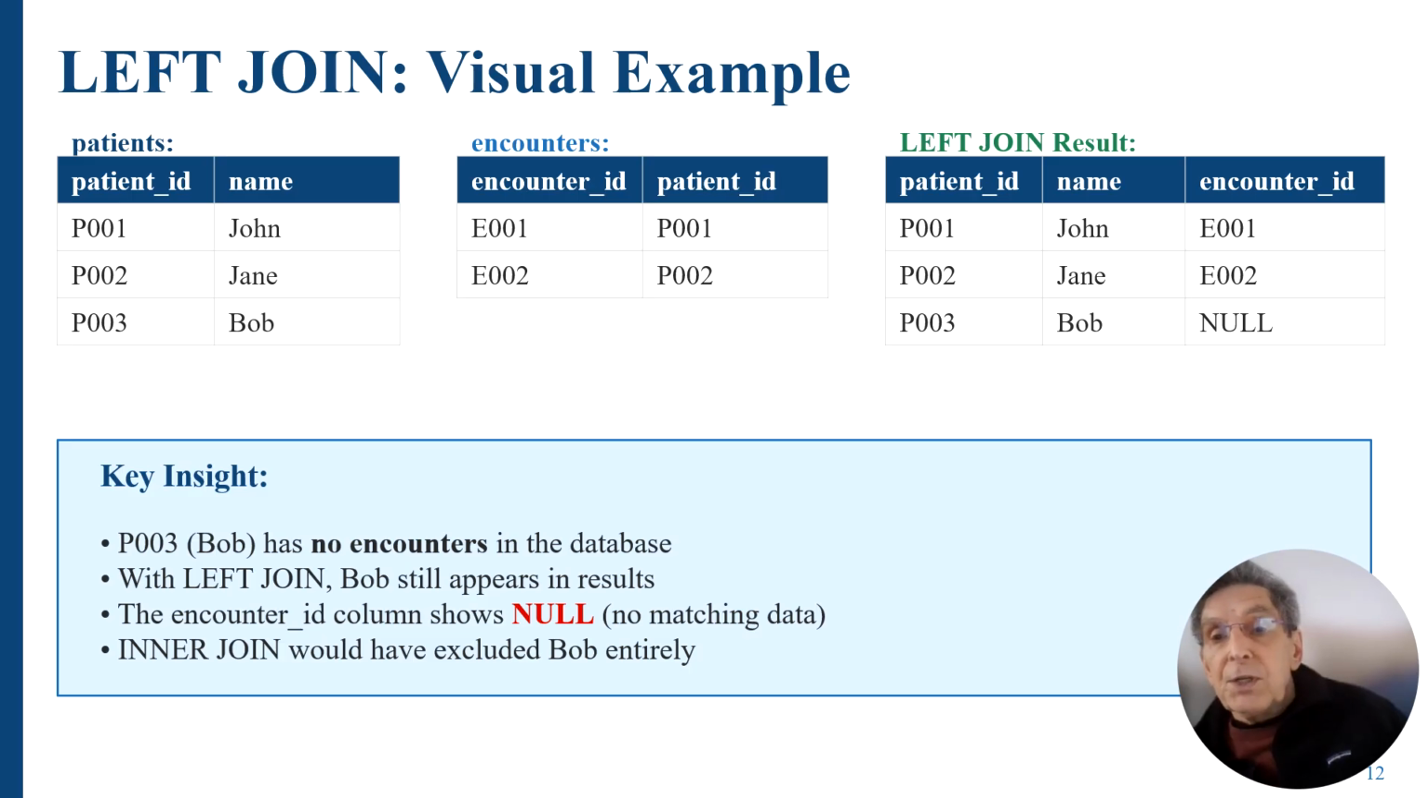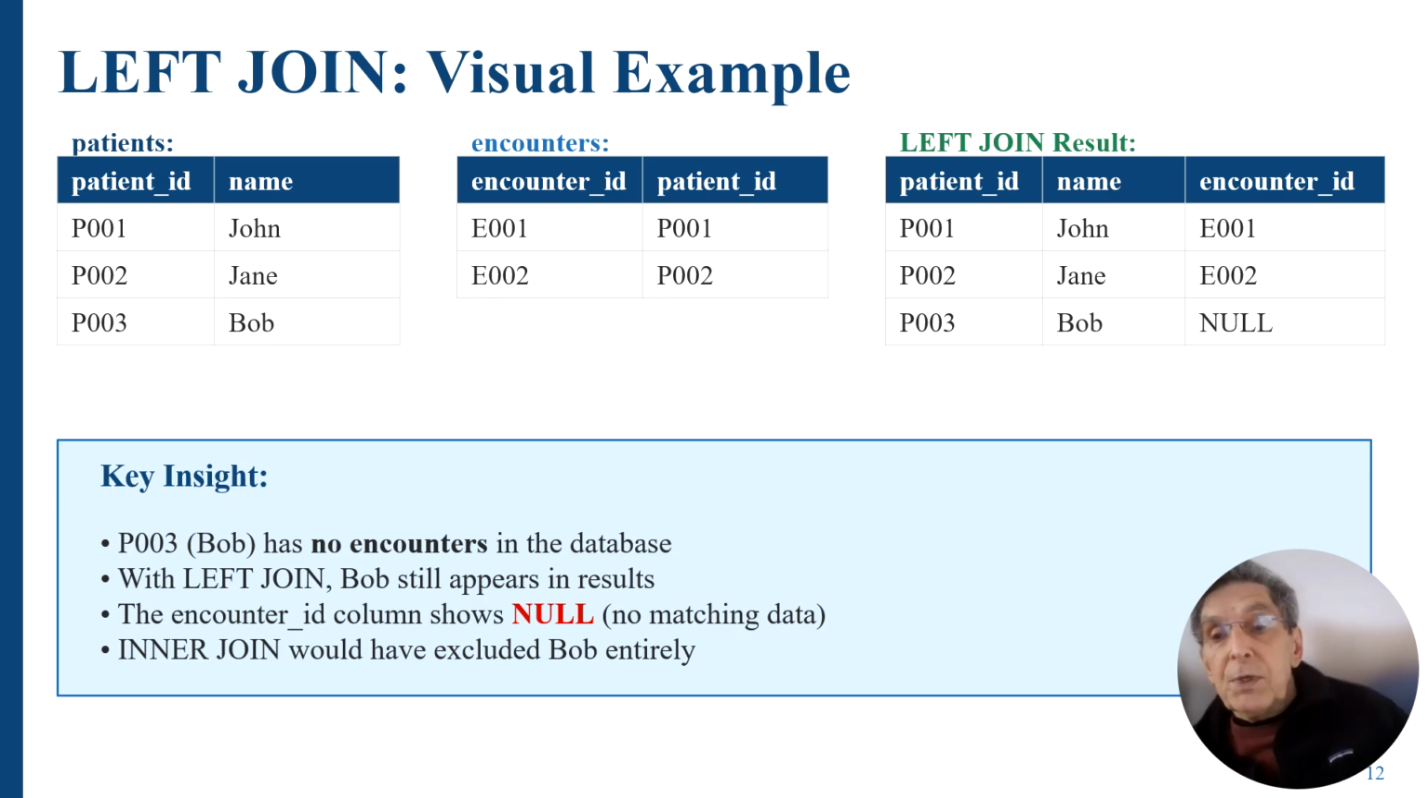Let's revisit our example with a left join query. Let's use the same patient table with P001, 2, and 3. Same encounters table with P001, 2. But now we're going to use a left join. When we use the left join, the results include all 3 patients. P001, 2 appear with their encounter IDs, just like before.